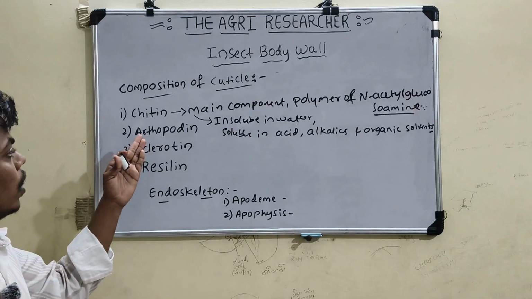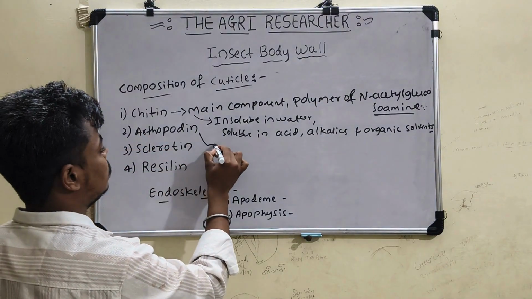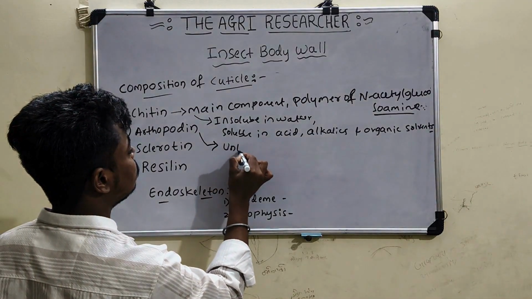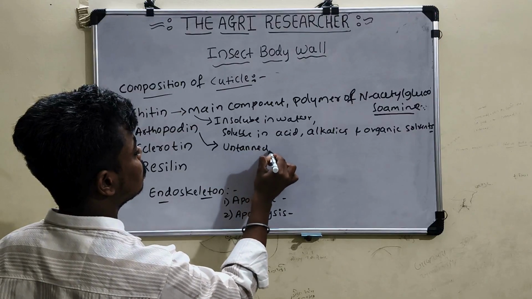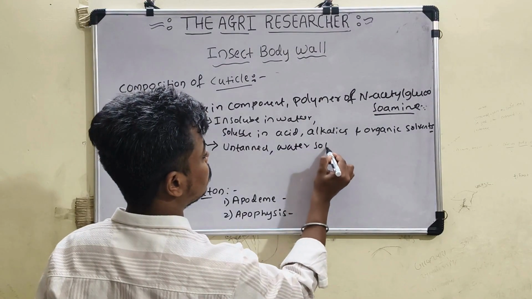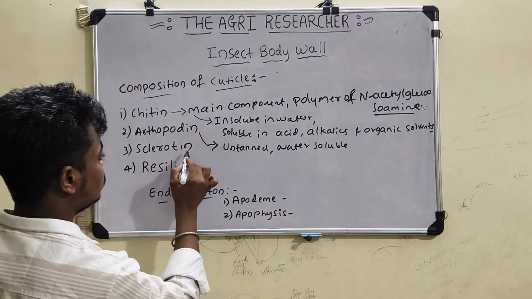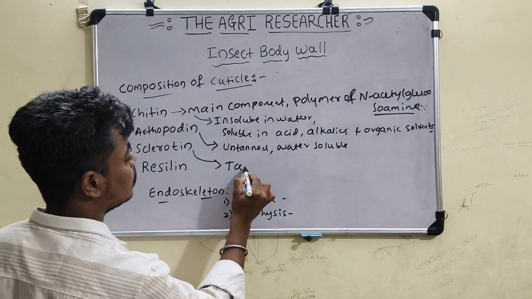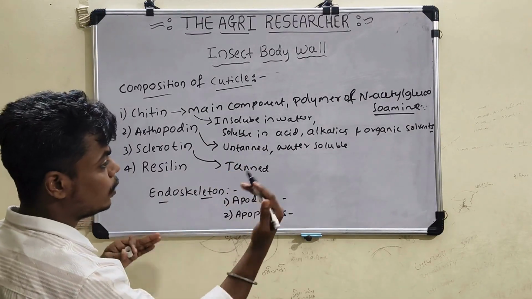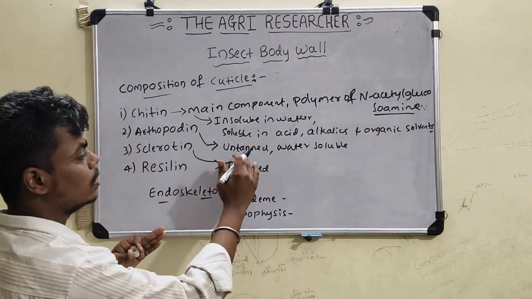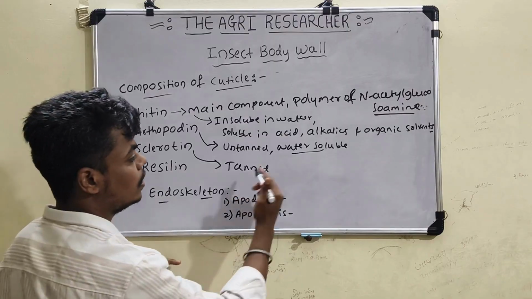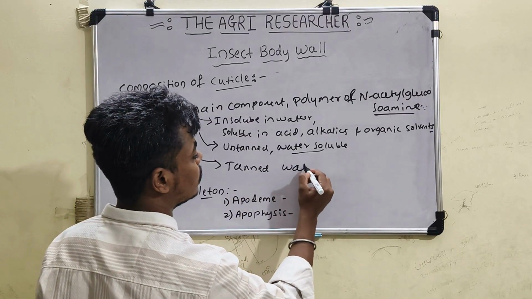And the next, second one, is arthropodin. It is the second layer, and it is an untanned protein, and it is water soluble. The third layer is tanned. Untanned means less hard, tanned means hard, like that you remember easily. Untanned, that's why it is soft, means it is water soluble, easily remember for the purpose. Tanned means it is very hard, that's why it is water insoluble, remember like this.